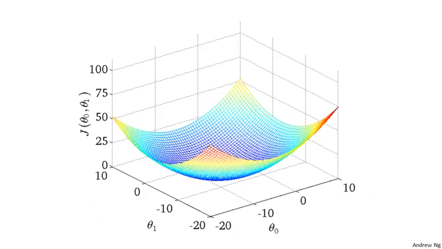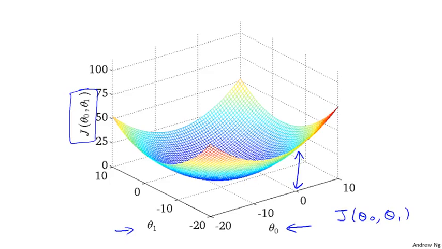So this is a 3D surface plot where the axes are labeled theta 0 and theta 1. As you vary the two parameters theta 0 and theta 1, you get different values of the cost function J of theta 0 comma theta 1. And the height of this surface above a particular point of theta 0, theta 1, that's the vertical axis, indicates the value of J of theta 0 comma theta 1. And you can see it has this bow-like shape.